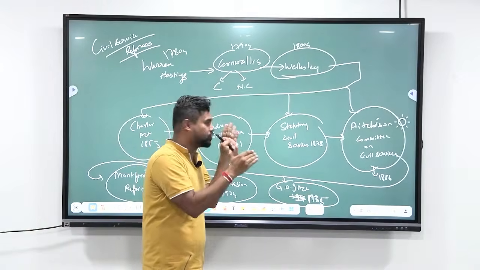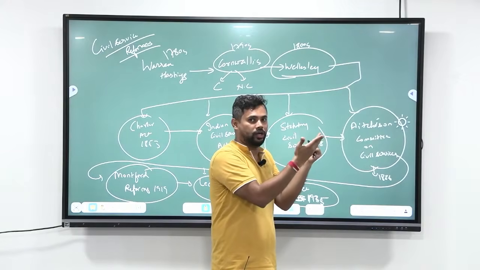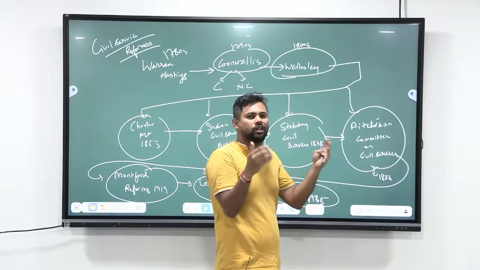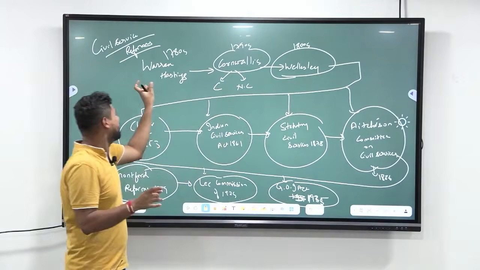Cornwallis divided the civil services into covenanted and non-covenanted. Wellesley wanted to set up a Fort William College, which was not allowed. So you don't have to say which was not allowed. All this becomes English. Just tell Fort William College, just tell covenanted and non-covenanted, father of civil services.